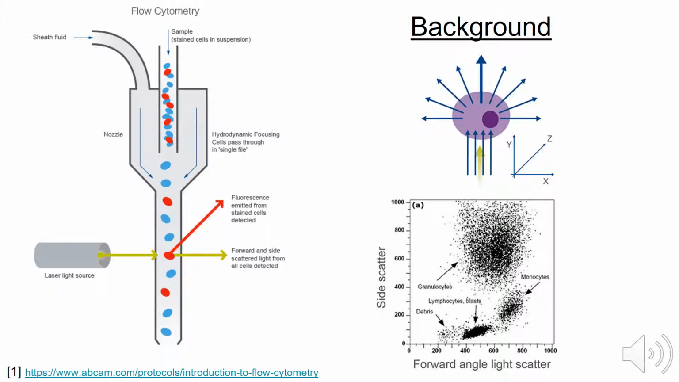These two types of scatter are plotted against each other and create the flow cytometry plot, shown in the bottom right, where each cell is represented by a dot. Groups of cells can be generated to represent different cell types.